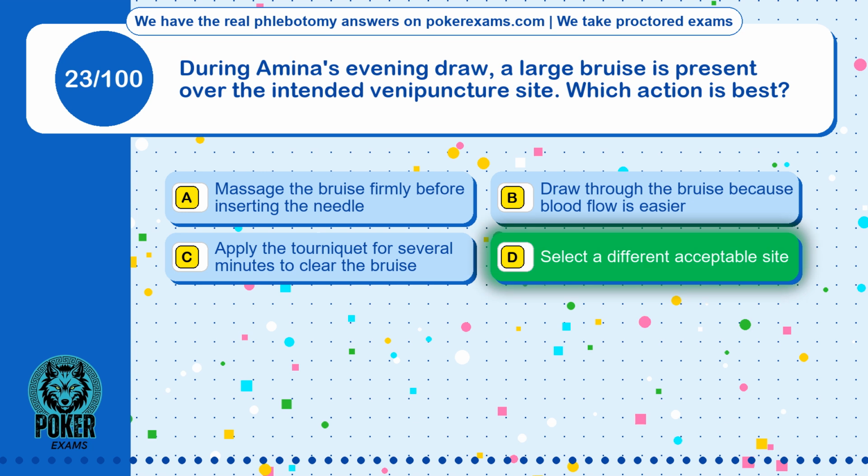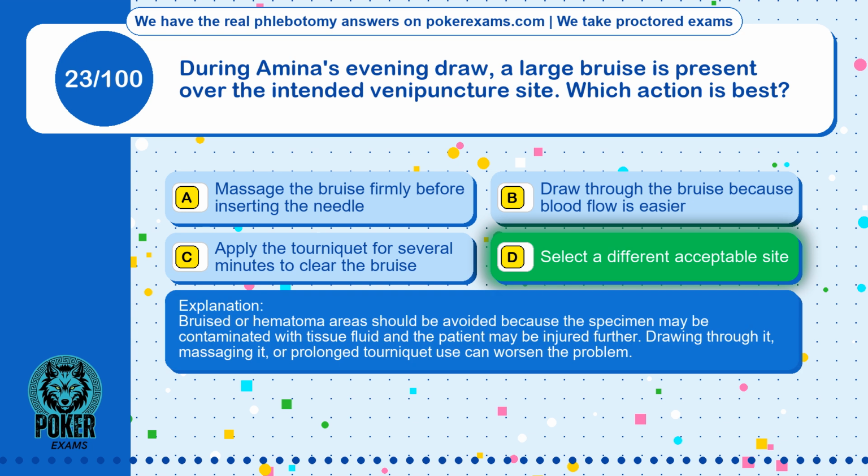The correct answer is option D. Select a different acceptable site. Bruised or hematoma areas should be avoided because the specimen may be contaminated with tissue fluid and the patient may be injured further. Drawing through it, massaging it, or prolonged tourniquet use can worsen the problem.